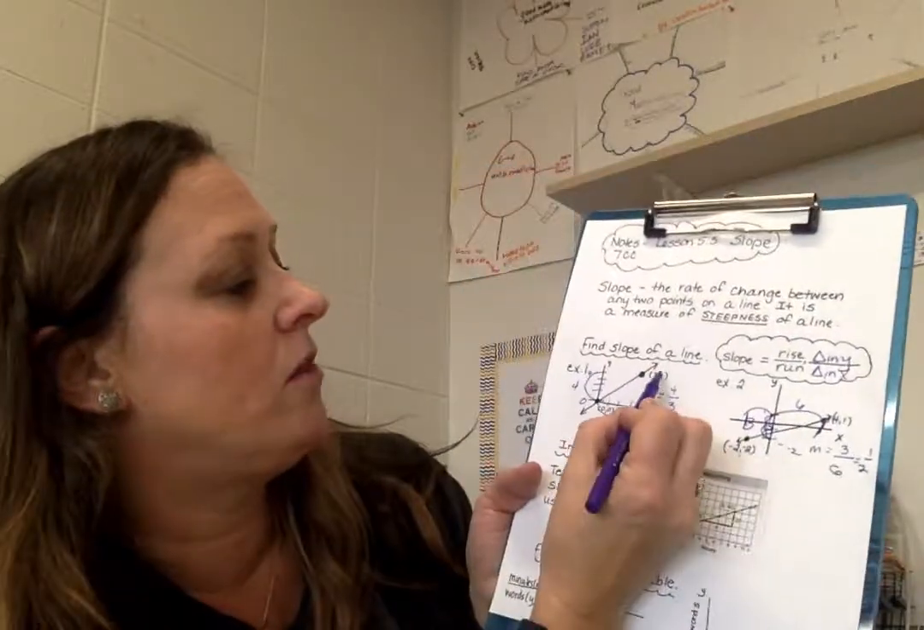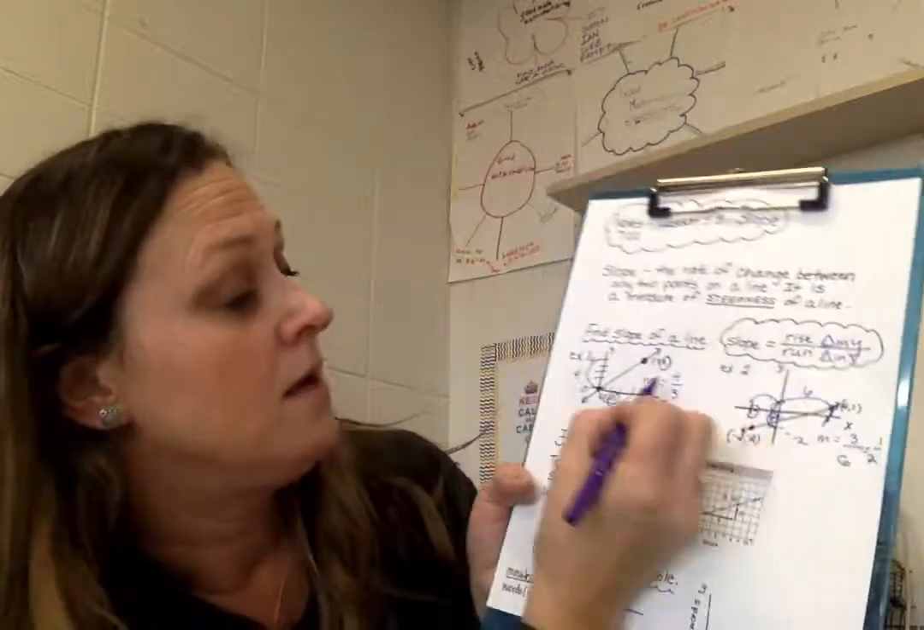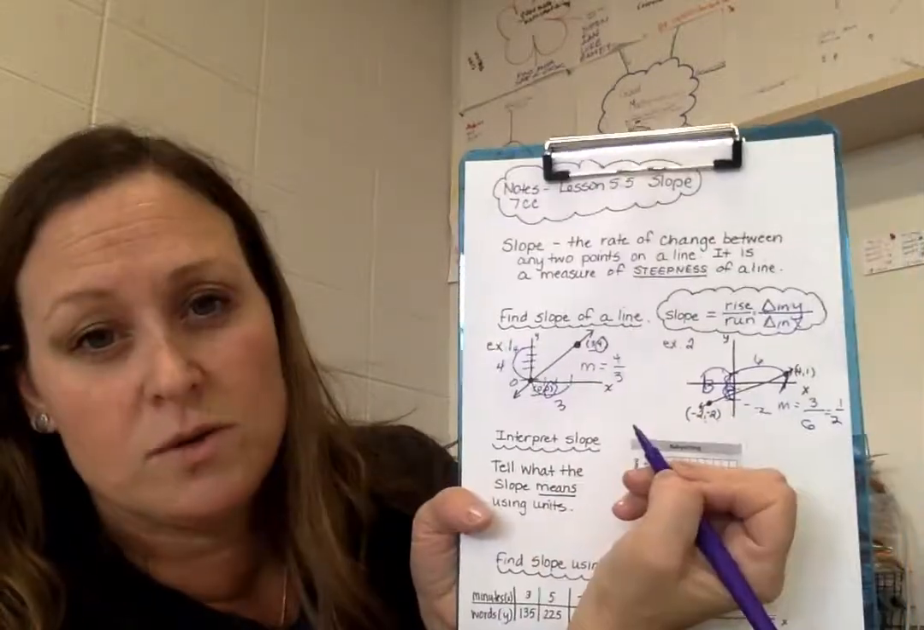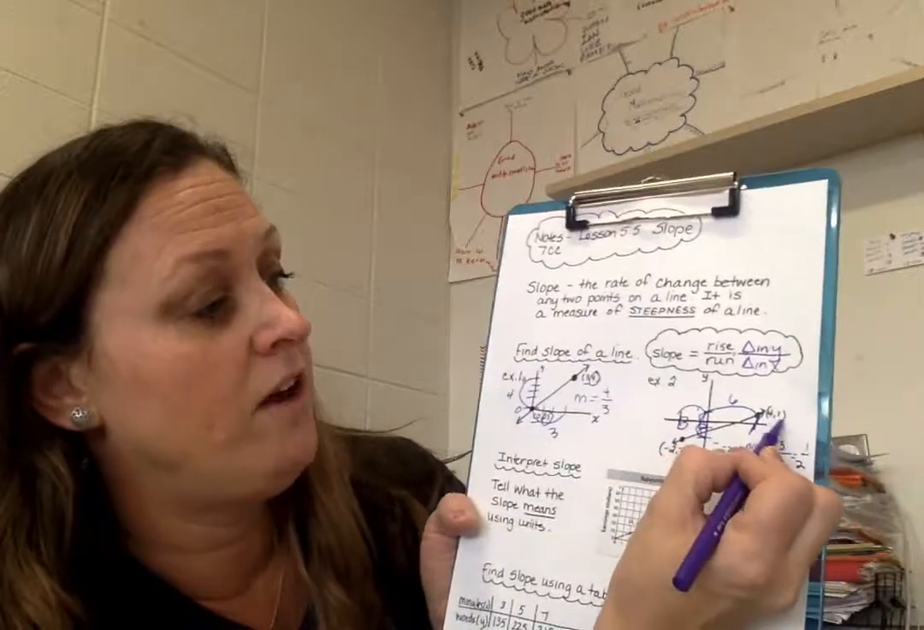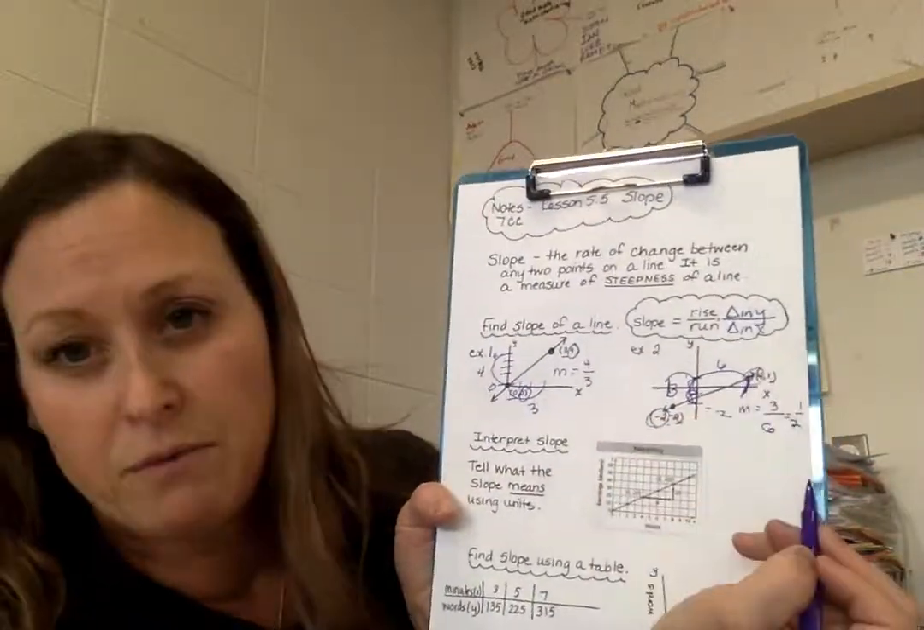Please be familiar with when I'm looking at my y values, that's the rise. If I'm looking at my x values, that's the run. Y values, my rise, x values, my run.